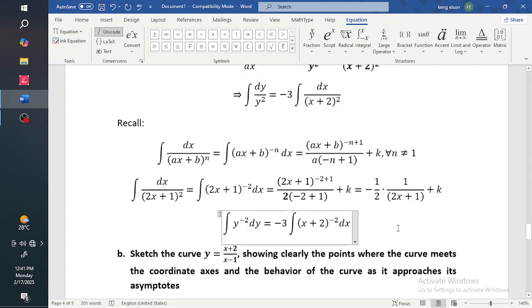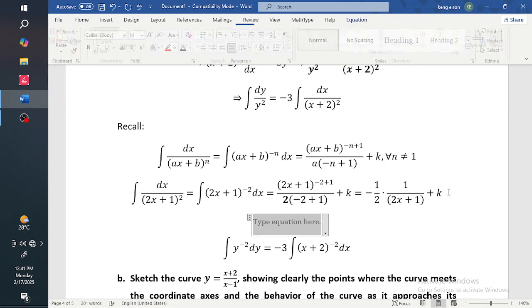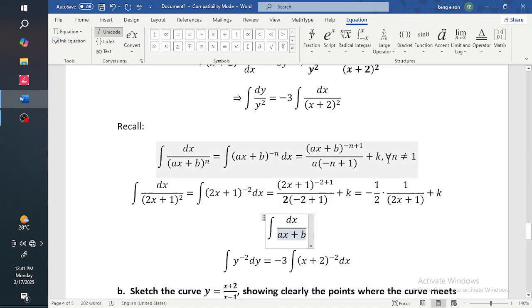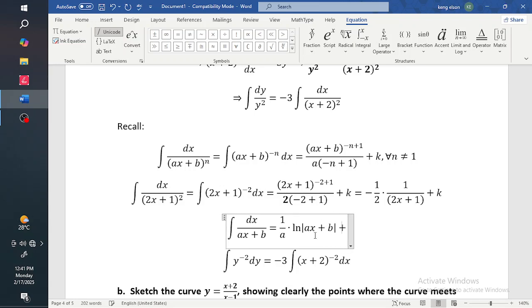Now let me tell you that if you want to integrate dx divided by ax plus b, that is if your n is 1, you see in the first condition n is not 1, so in the second condition where n is 1, what we do is take 1 divided by the derivative of the denominator, which is a, then multiply the result with the ln of the absolute value of the denominator, ax plus b. Then we add a constant of integration. So in the case when n is equal to 1, this is the procedure.